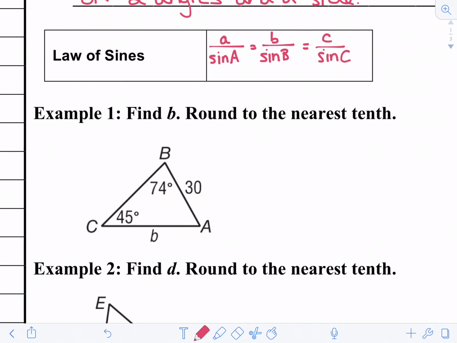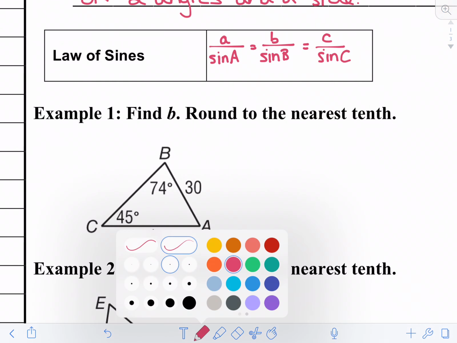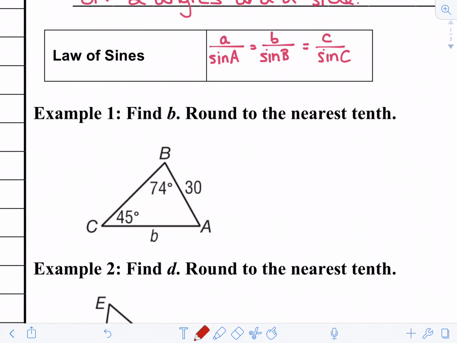So let's do a couple examples. On this first example, you can't use 45-45-90 because there's not a right angle. You can't use 30-60-90 because there's not a right angle. You can't use any trig because there's not a right angle, and you cannot use the Pythagorean theorem because you only have one side, and again, there's no right angle. It's not a right triangle. So you're going to use law of sines.